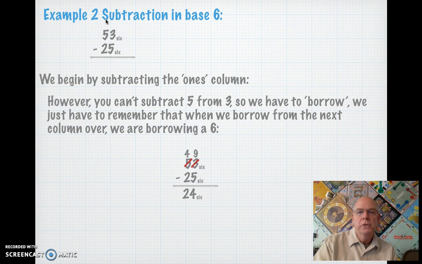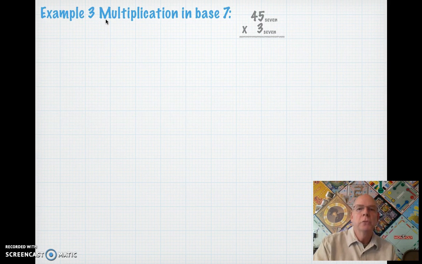All right? So the trick there is just understanding the borrowing concept. We're not borrowing a 10 like we do in the decimal number system. We are borrowing a 6 because we're in the base 6 number system. So whatever problems you have in the homework, you just have to keep in mind what base you're in. All right? Okay, let's go to multiplication.